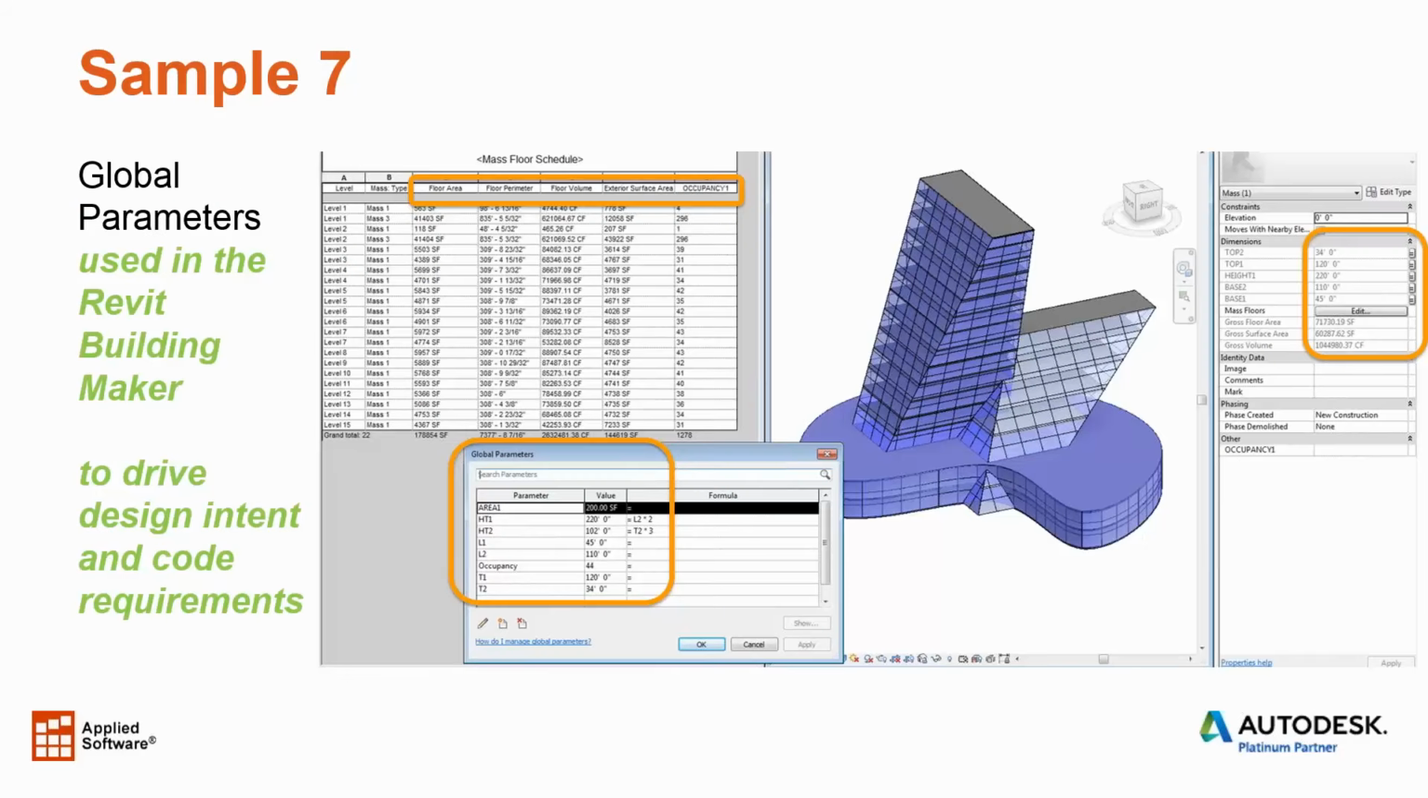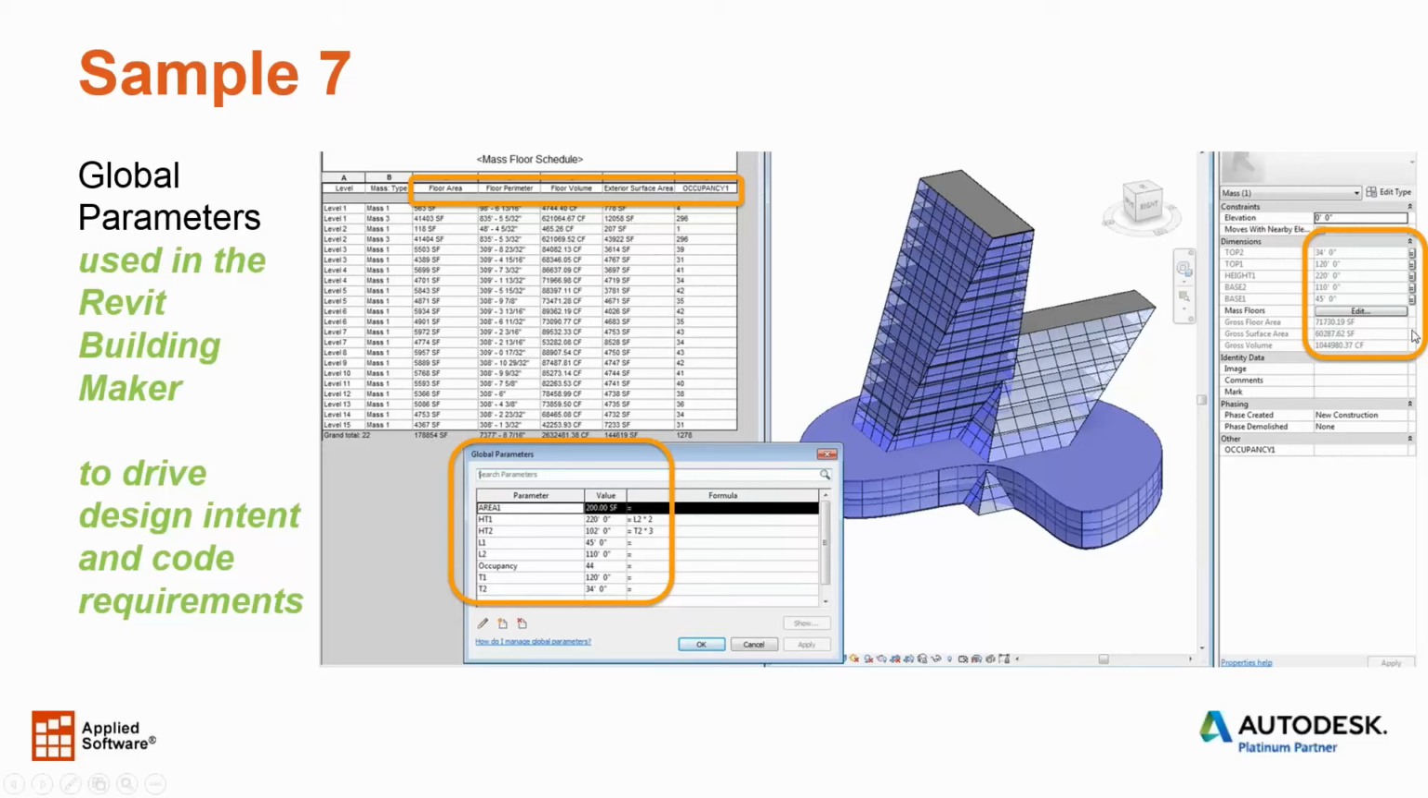For those of you who like conceptual design, this probably is one of the most successful ways to use global parameters, because you're able to relate different parts of the building to each other using either occupancy or floor area or height or length and width of massing in Revit. So the Revit Building Maker, which uses masses as its tool, you'll be able to use that as well.